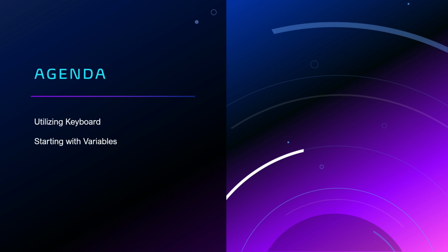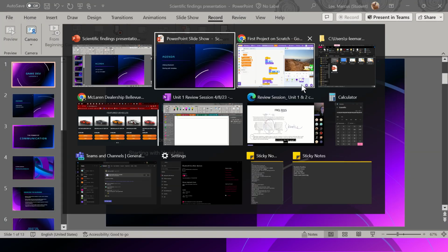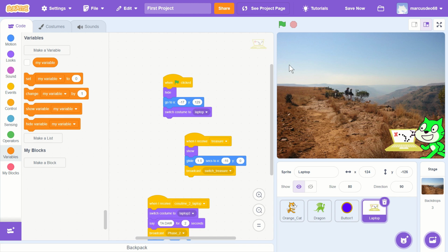We are going to utilize the keyboard, meaning that the user can actually press the arrow keys or press the space bar or press whatever key they want, and it'll actually do something in real time in the program. And I think we'll start our dive into variables and how to use that in Scratch. So I'm just going to head on over to our Scratch program.